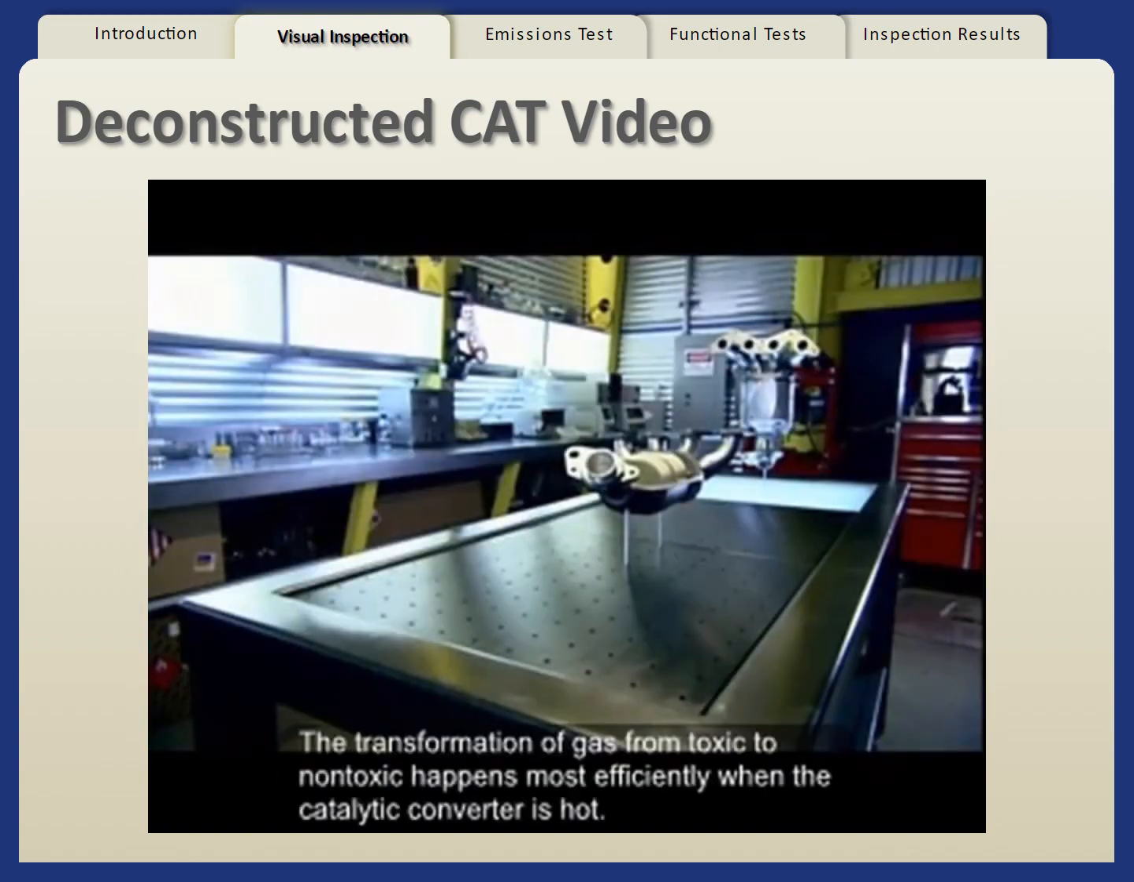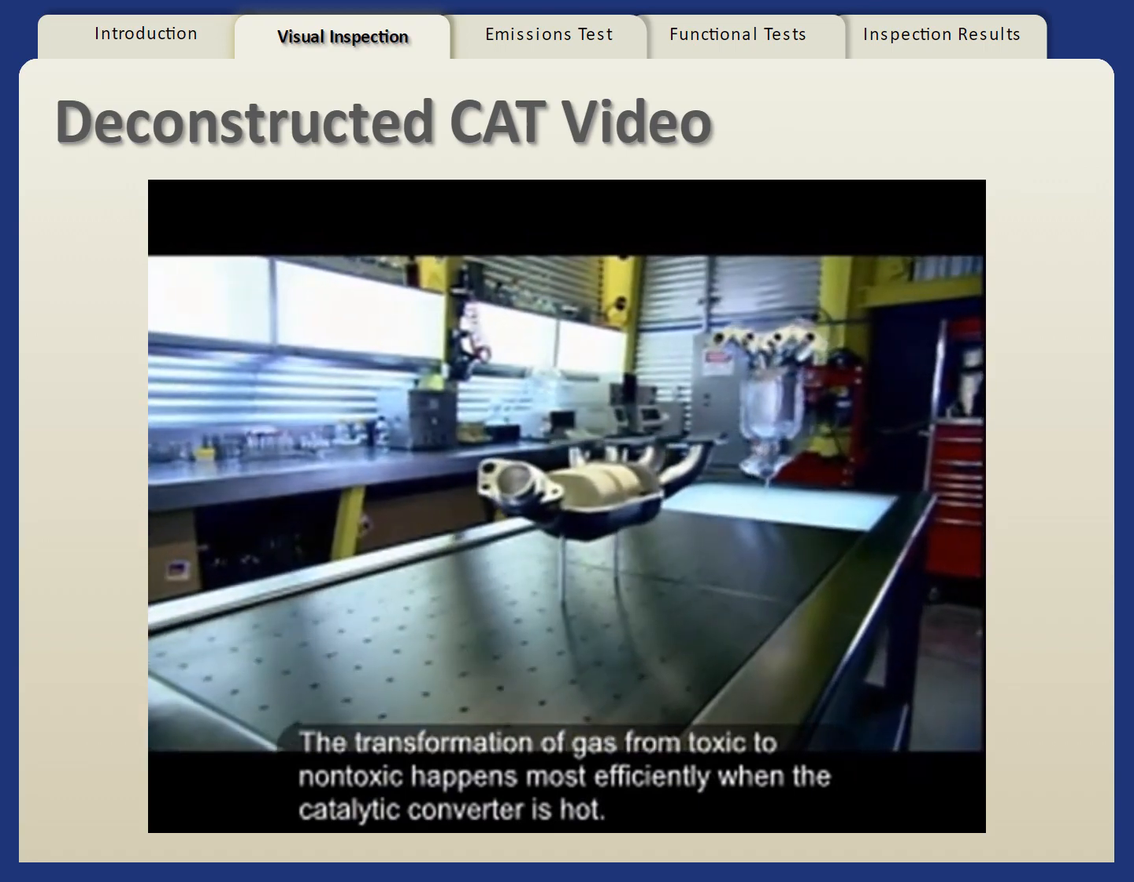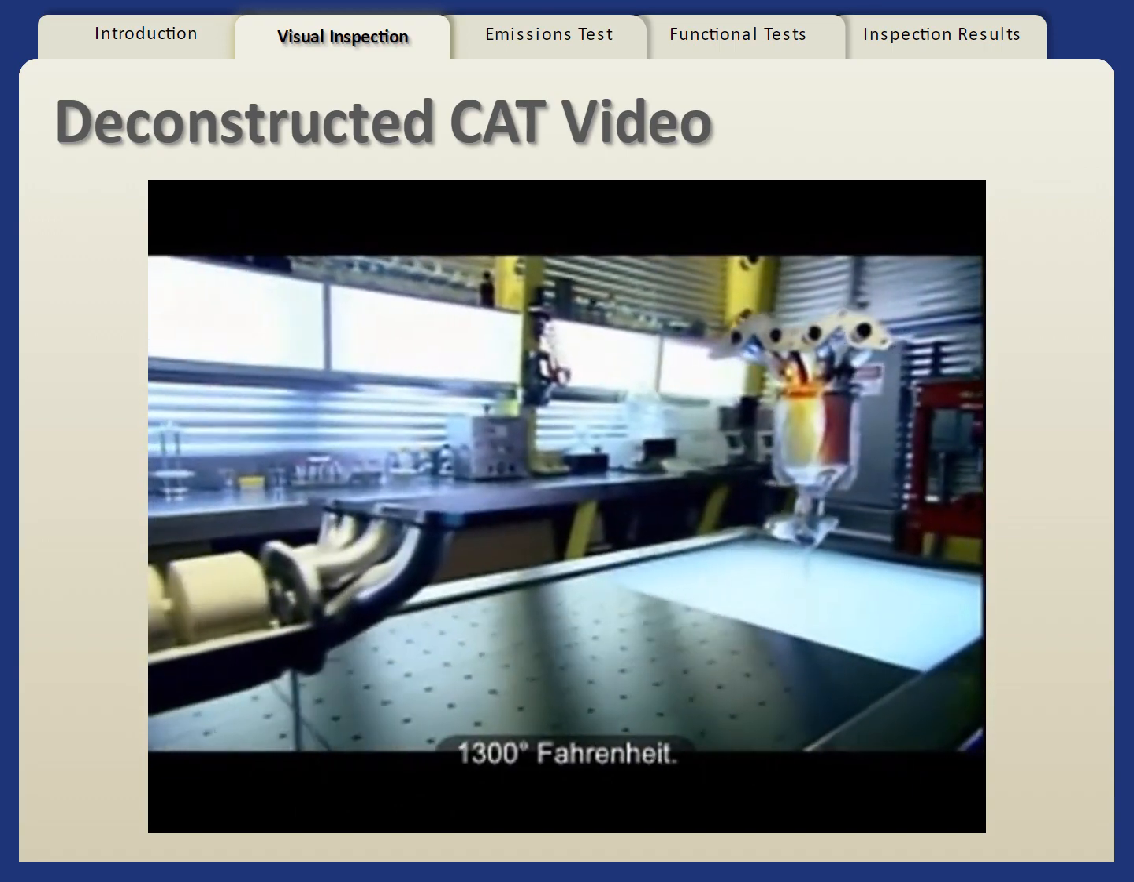The transformation of gas from toxic to non-toxic happens most efficiently when the catalytic converter is hot. Very hot. 1,300 degrees Fahrenheit.